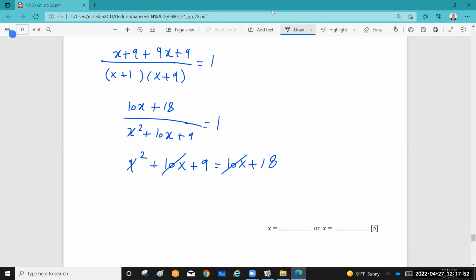Cancel 10x from each side. So you have x squared is equal to 18 minus 9. So x squared is equal to 9. So by taking root, you have 3 and -3 as a positive or negative square root of 9 is equal to 3 or -3.